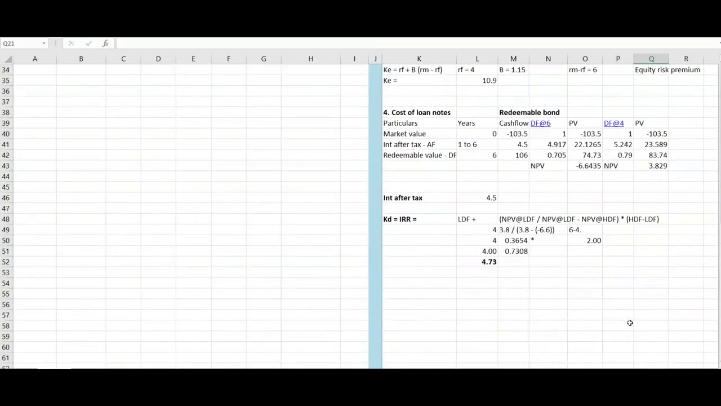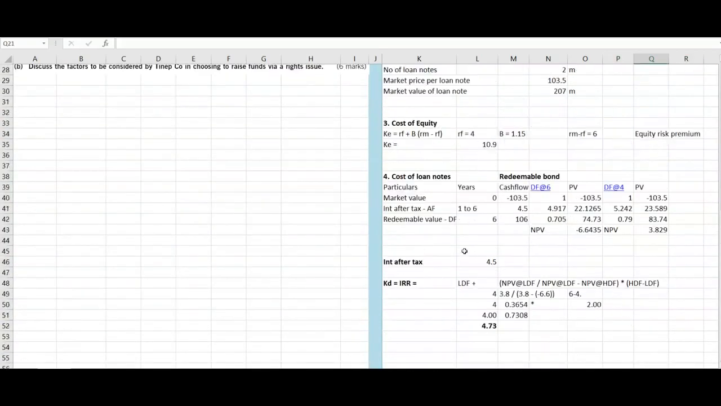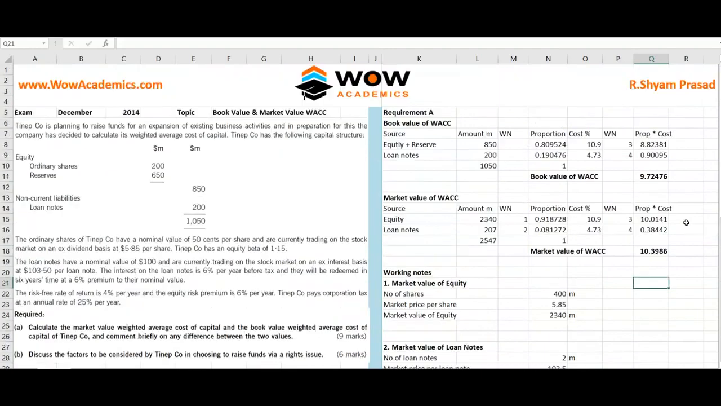So that's about this problem. The time consuming element here is the redeemable bond. If you do it on paper, it's much quicker. Okay, so that's about it.